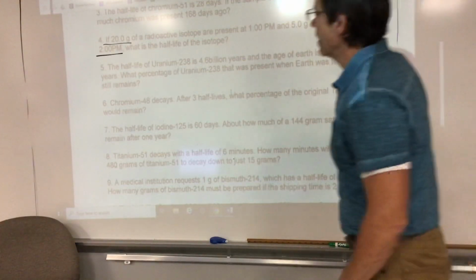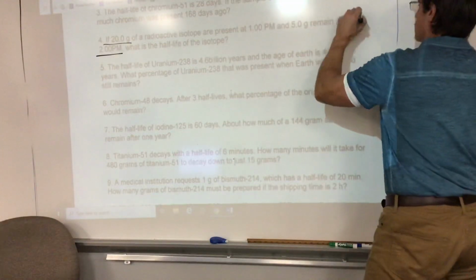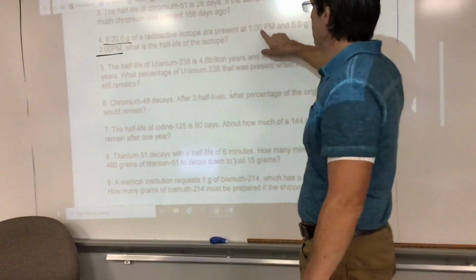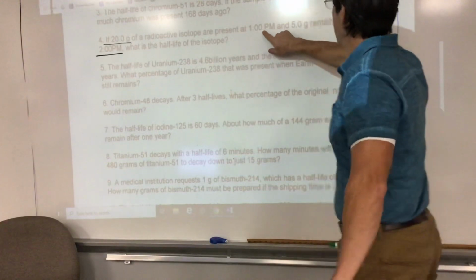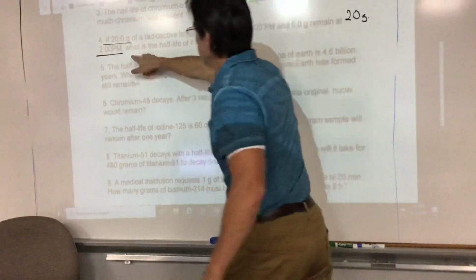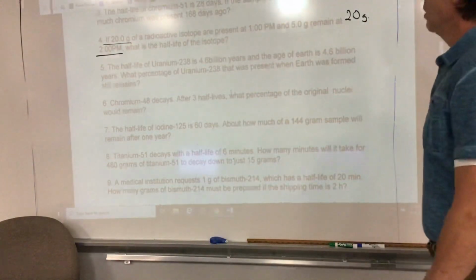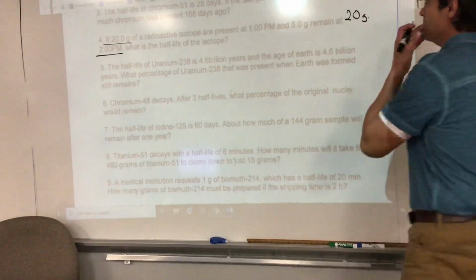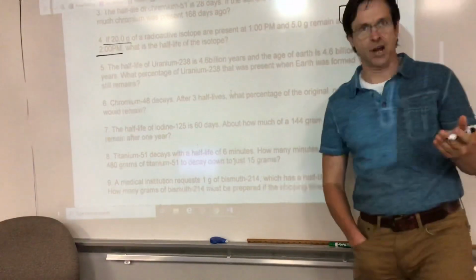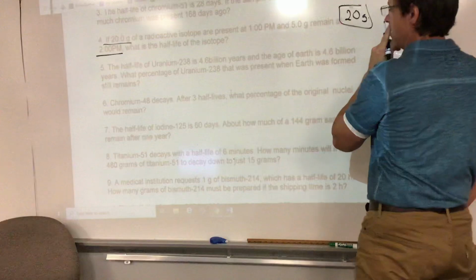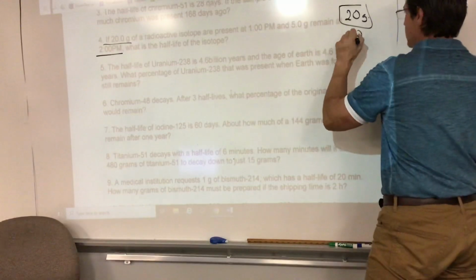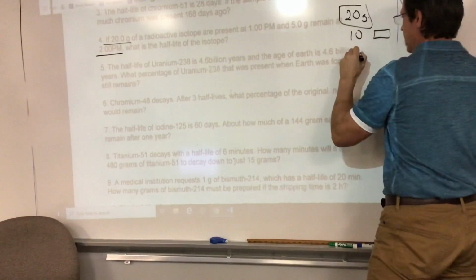So number 4, if I have a 20 gram sample of radioactive isotope present at 1 p.m., and 5 grams remain at 2 p.m., what is the half-life? One hour later, how did they get to 5 grams? Well, let's think about it. Half-life means half, so let's make it simple. I halved it and got to 10, then I halved it and got to 5.